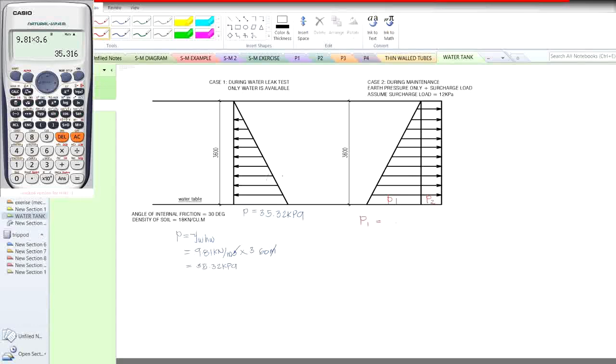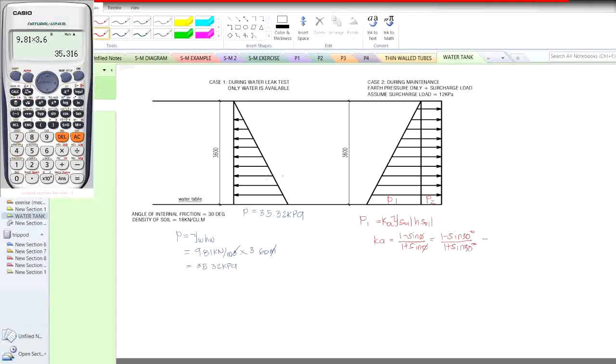It's still the same as water pressure, gamma of soil times height of soil. But we have to multiply a coefficient here called Ka. What is Ka all about? This is a Rankine's coefficient for active pressure, and it is given by the formula 1 minus sine of the angle theta divided by 1 plus sine of the angle theta. As we all know, the angle of internal friction is 30 degrees, which means that we're going to be substituting it here: 1 less sine 30 degrees all over 1 plus sine 30 degrees.